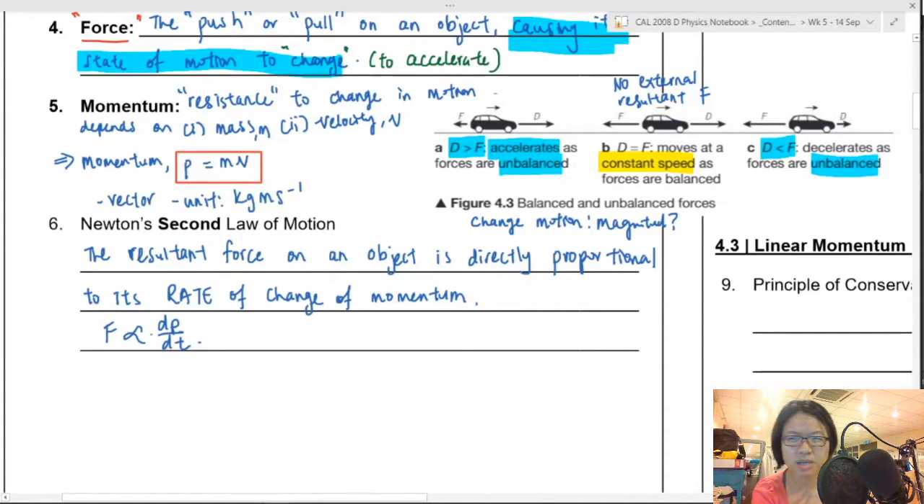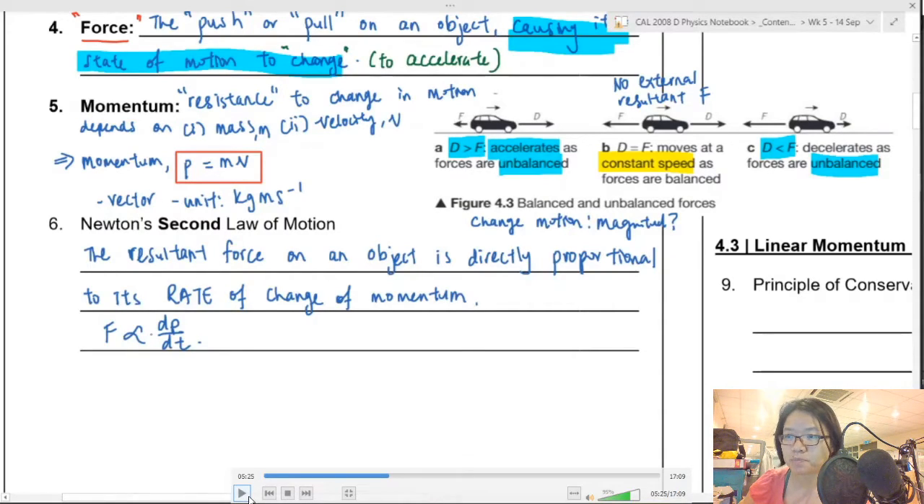Okay, it's a bit like results. Change in physics knowledge over how long it took for you to study the physics knowledge. Okay, so this is what it means by rate. So this is the definition of Newton's second law, and as usual, the definition is very strict.